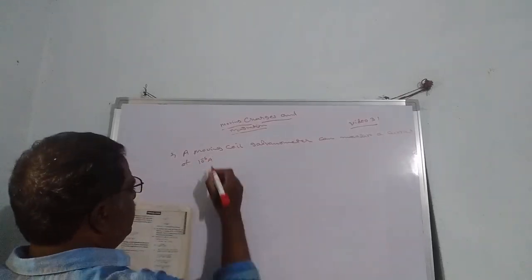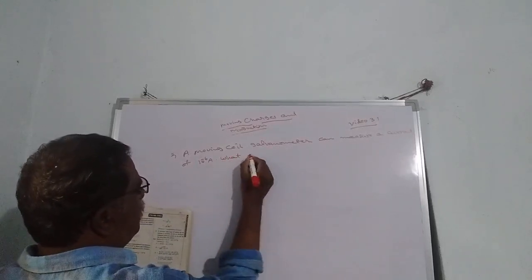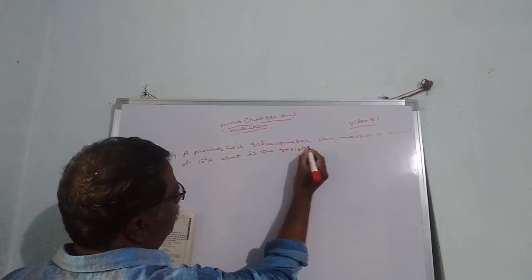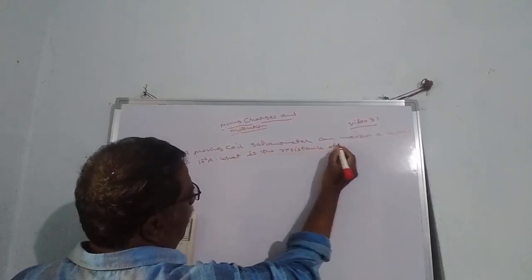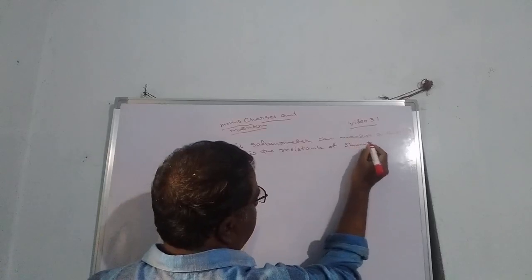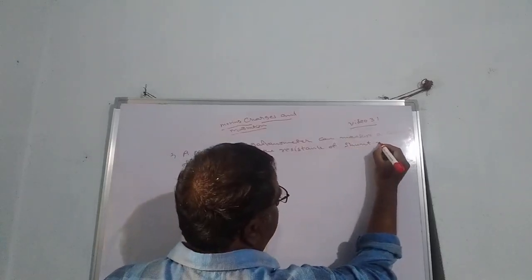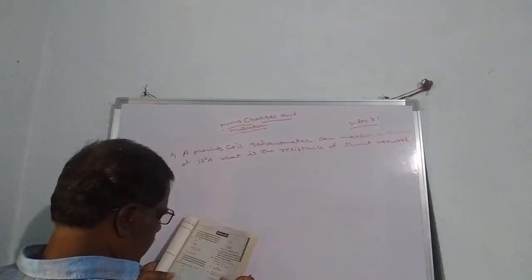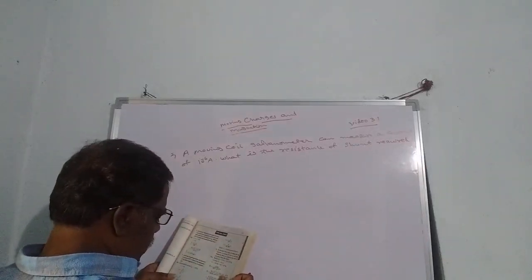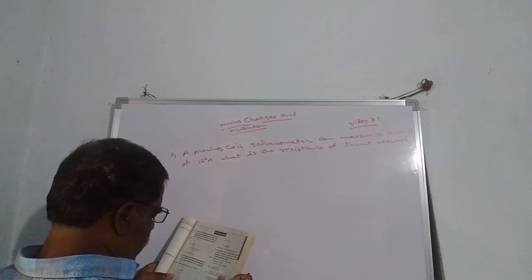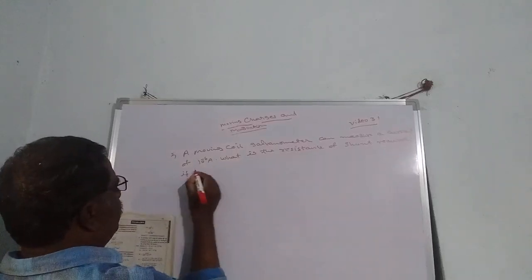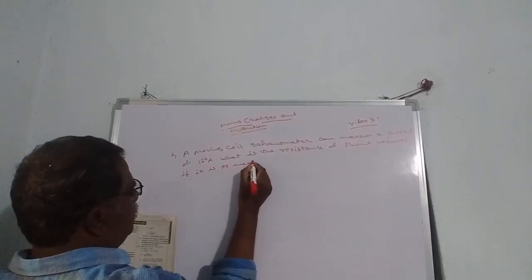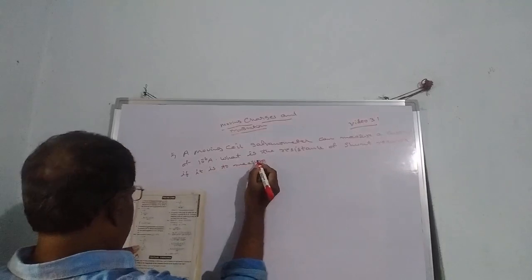What is the resistance of shunt required? Shunt means parallel resistor. Resistance of shunt required, if it is to measure 1 amp.